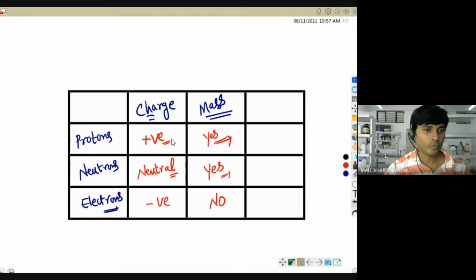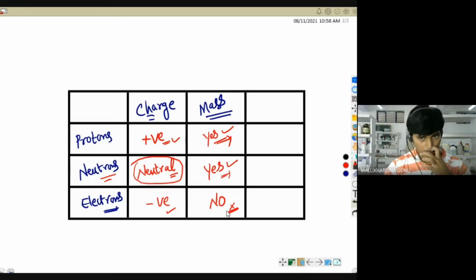Protons have positive charge and electrons have negative charge. Neutrons are neutral. They don't have any charge. What about the mass? Protons have mass, you can weigh them. Neutrons also have mass. Electrons are very negligible compared with these, so we don't consider the mass of electrons. Is it clear? If any student has a doubt regarding this, say so.